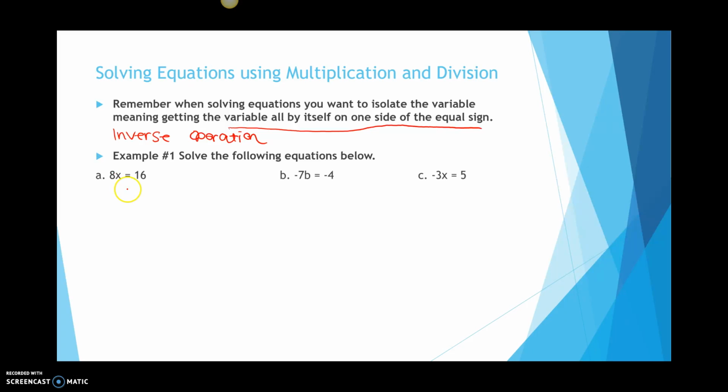So here we're going to isolate, for example 1, we're going to solve the following equations. We're going to isolate for a, x. We have 8x equals 16. Well, what's the inverse operation of multiplication? Division. So we're going to divide both sides by 8. On the left side, 8 over 8 becomes 1. So we're left with x equals 16 divided by 8, which gives me 2. And that will be my answer.